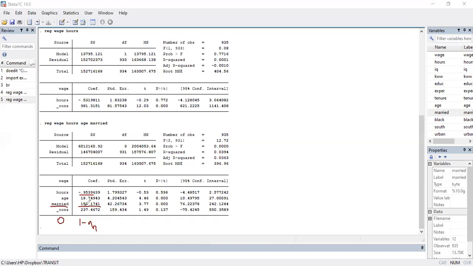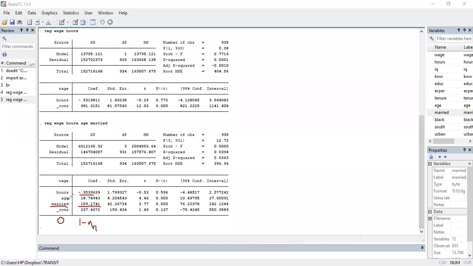So if 1 is for those who are married, then it means that if you take 2 people, one person is married and the other person is not, the person who is married will earn 159.1741 higher than the person who is not married.